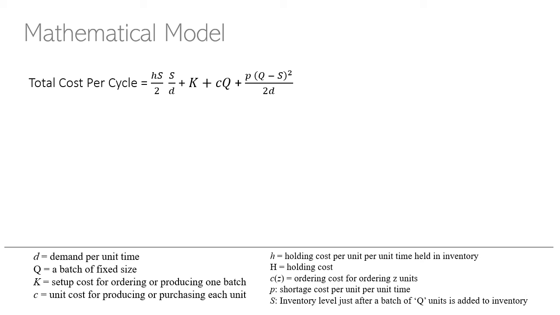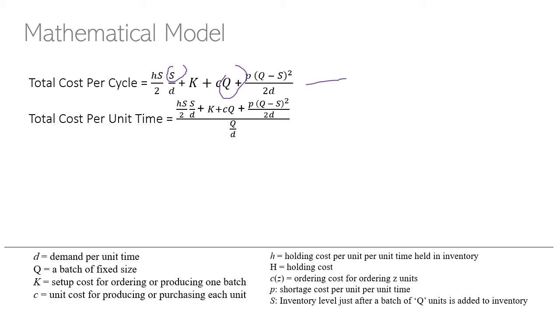So this is the entire expression for total cost per cycle, and there are 4 terms here, and we can see that there are 2 variables involved. First is Q and second is capital S. To find out the total cost per unit time, we multiply total cost per cycle by this Q by D, which is simply the time required for each cycle.